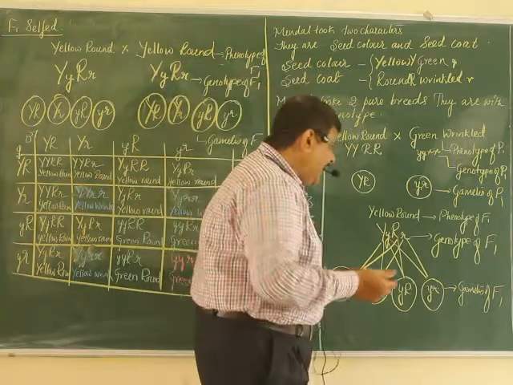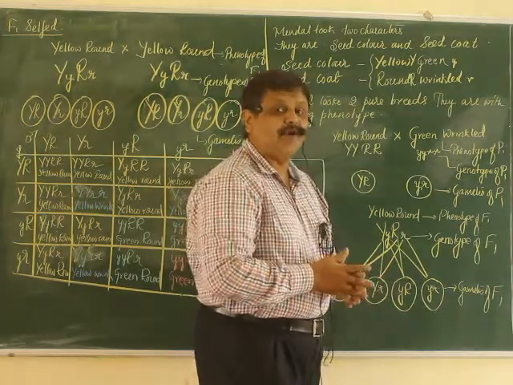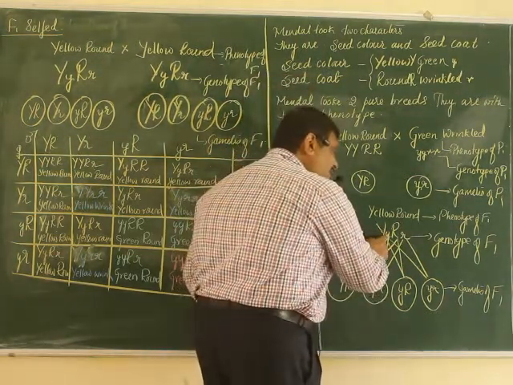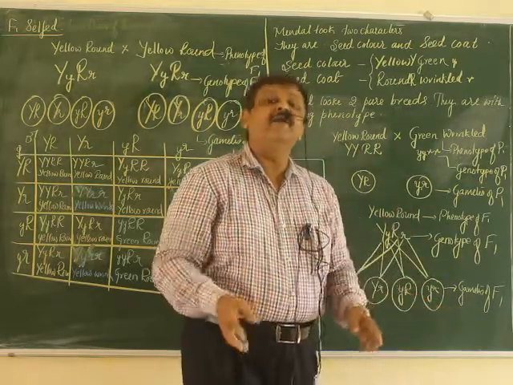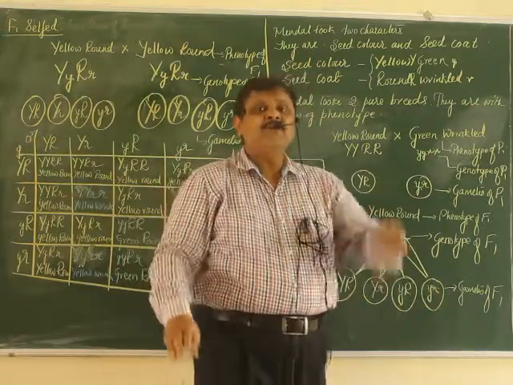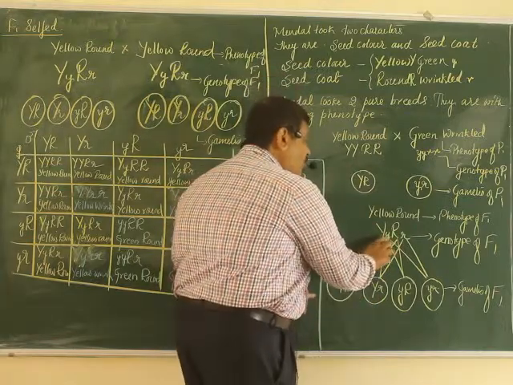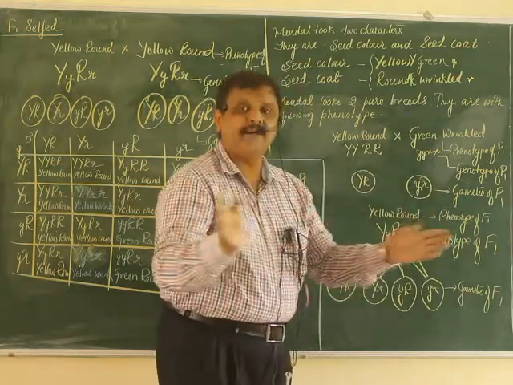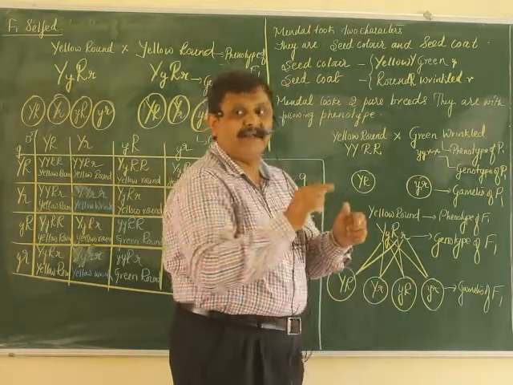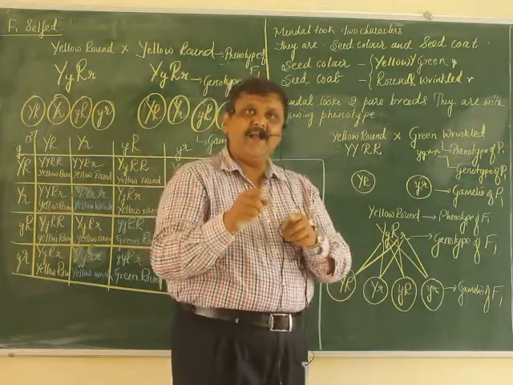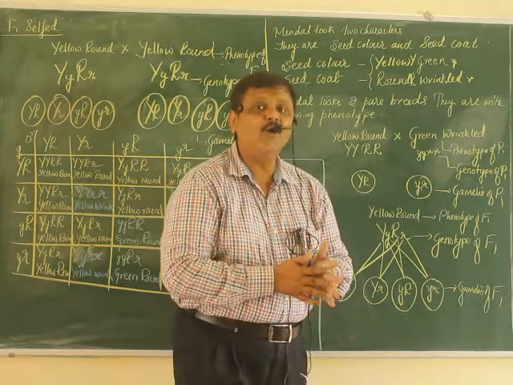So during the time of gamete formation, they assort independently. Assort means capital Y will not say that I will remain only with the small y. No, it won't say like that. It will go to one gamete independently. Small y will go to another gamete independently. Like that, they never go together. They separate independently of other pair. Capital Y is not depending on small y. Capital R is not depending on small r. I hope it is clear to you.